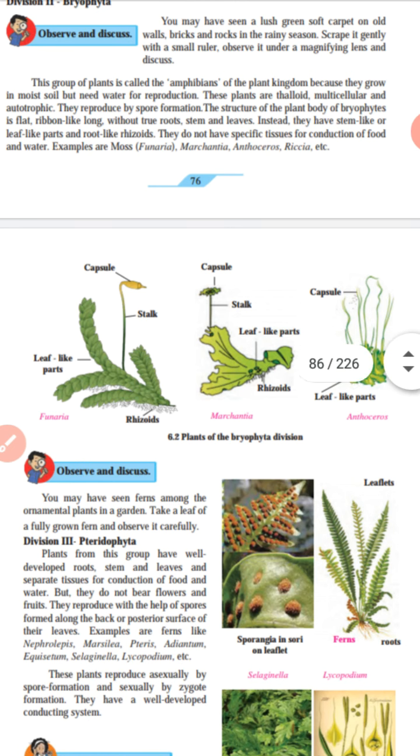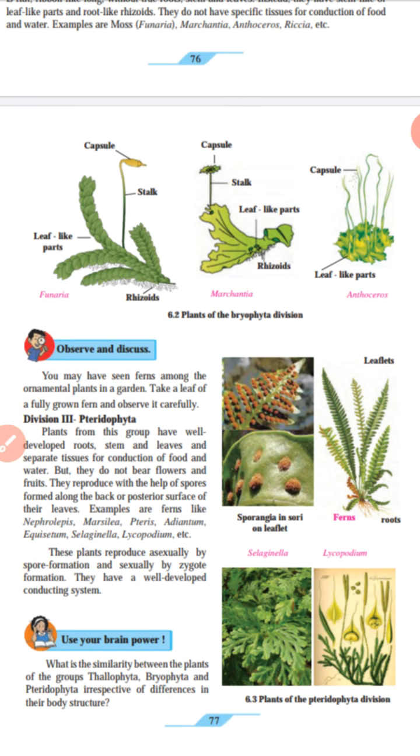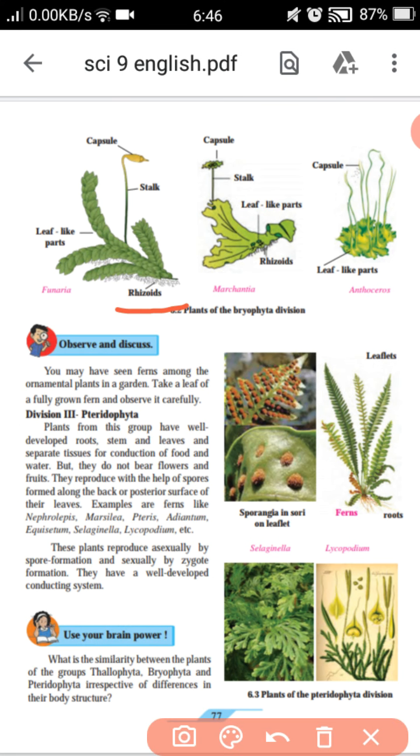Okay, next observe this figure. They do not have a root, stem and leaves, but they have leaf-like parts and root-like rhizoids. Here are the rhizoids and the leaf-like parts.